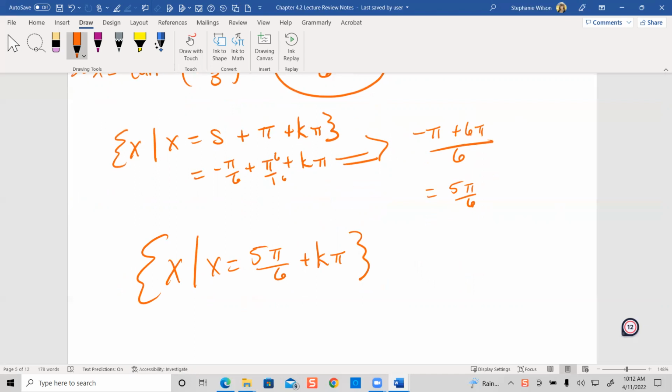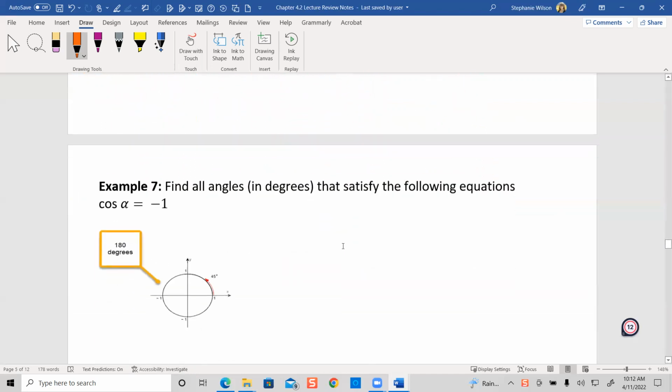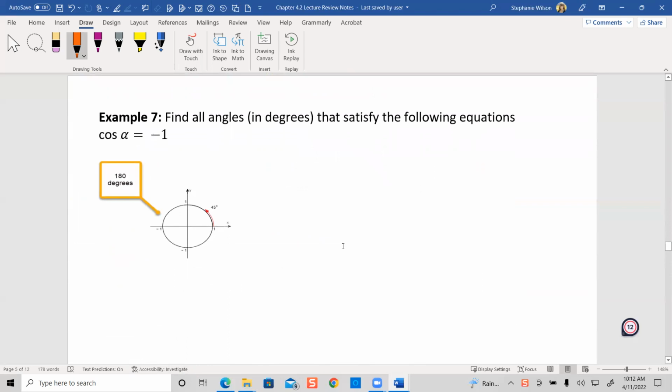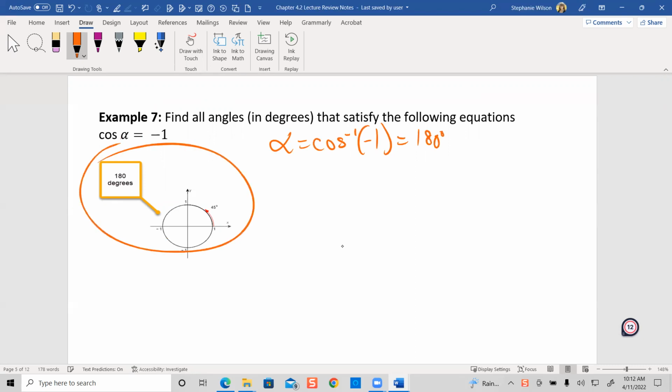All right. So let's do our next example. Find all angles in degrees that satisfy the following equation. So we got cosine alpha is equal to -1. If I take the inverse of that cosine to get alpha, we're going to get 180 degrees. Which makes sense. Look, it shows you.